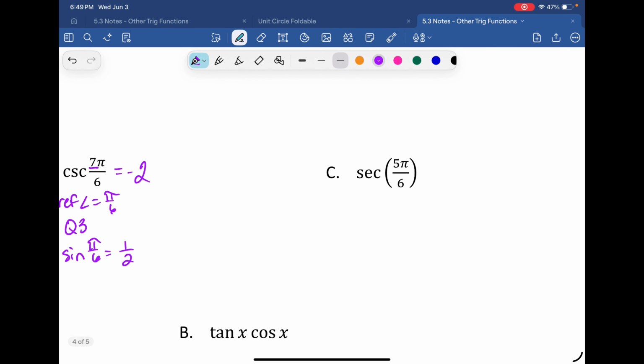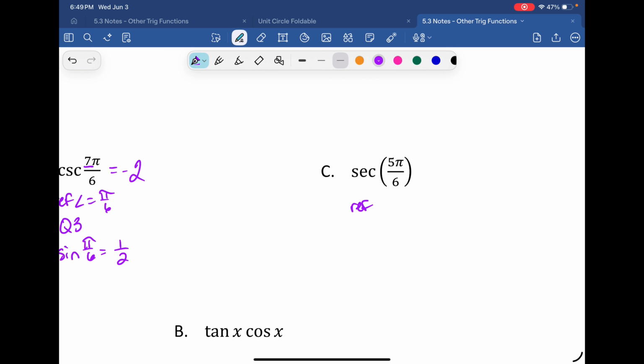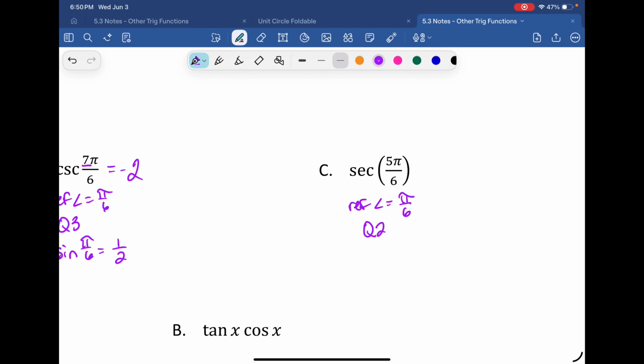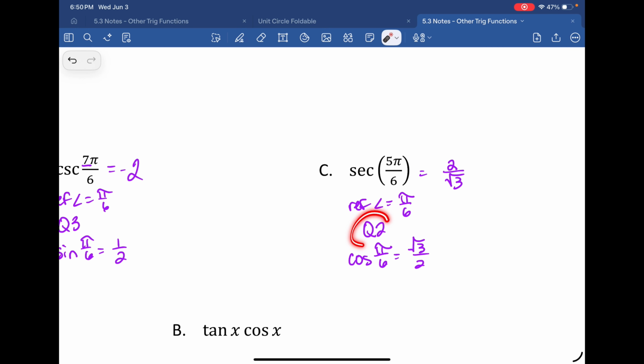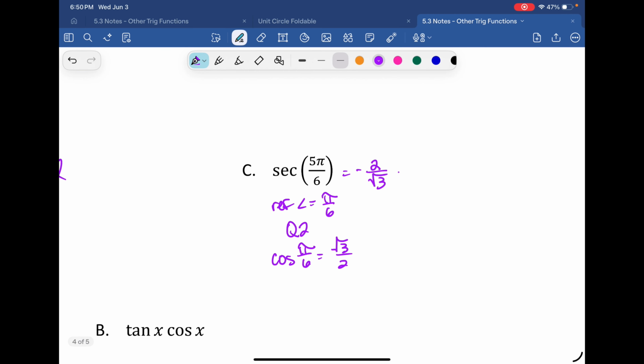Okay, secant 5 pi over 6. We have reference angle pi over 6. We have 5 over 6, that's 1 less, so it's quadrant 2. Secant is the reciprocal of cosine. That's root 3 over 2. So we'll do the reciprocal. But in quadrant 2, cosine is negative. Multiply by root 3.